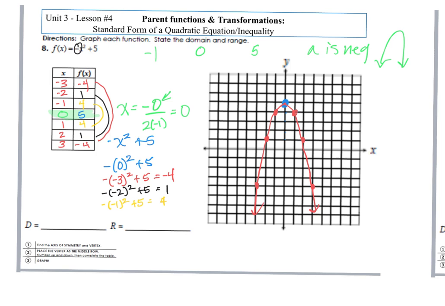Domain and range. My domain, no limits there. We are all real numbers, our fancy R. Our range, find the vertex. My vertex is here. What's that y value? It's 5. And everything is below 5, so we're going to use a less than or equal to sign. So we have y, all the y's such that y is less than or equal to 5.